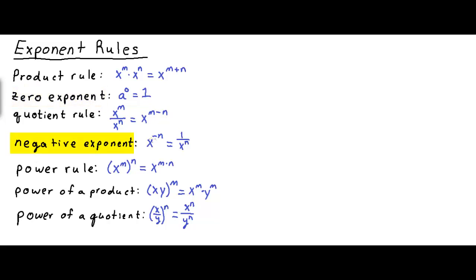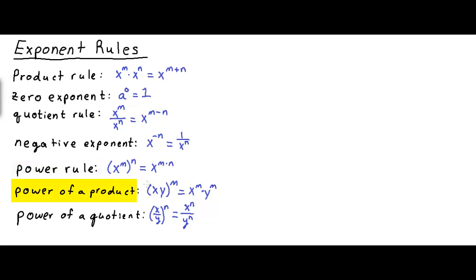Negative exponent basically says that if there's a negative exponent, we take the reciprocal, or in other words, we move it from the numerator to the denominator, or vice versa. So we move it from the denominator to the numerator, top to bottom, bottom to top, whichever way it goes. Power rule states basically if we have an exponent to an exponent, so x to some power raised to another power, we multiply those two powers together.